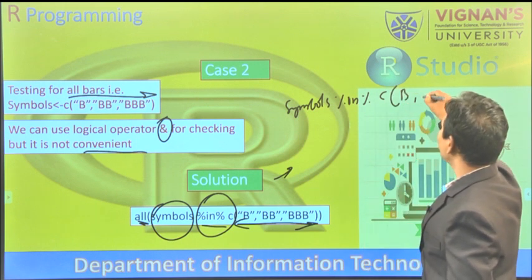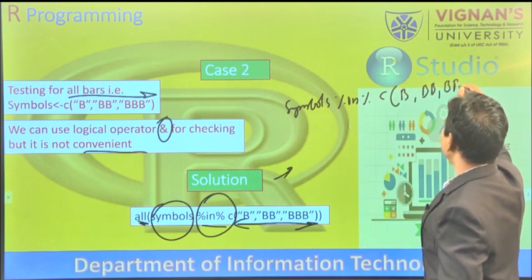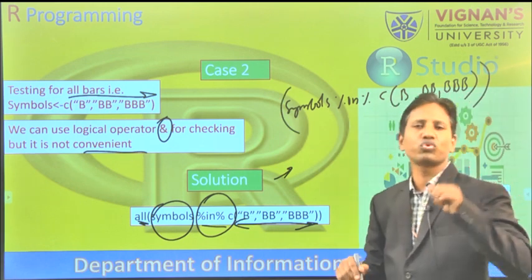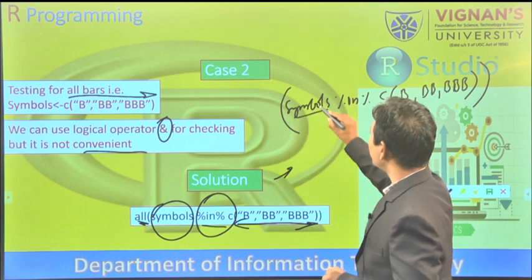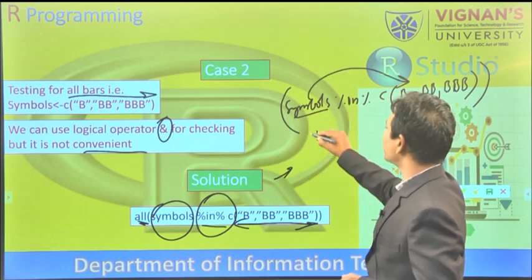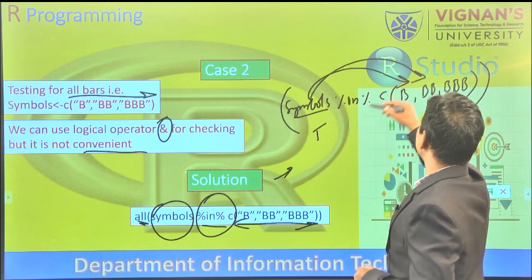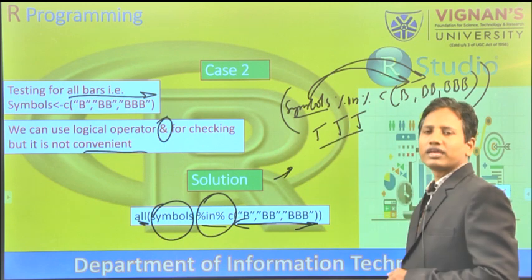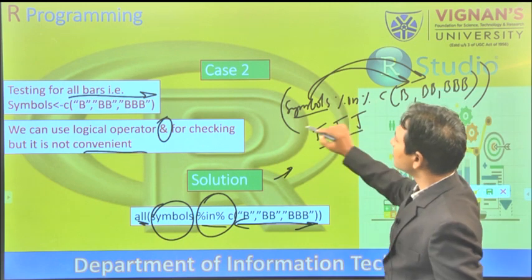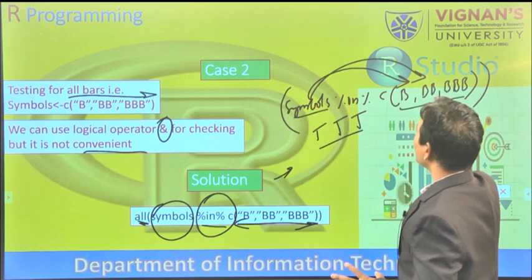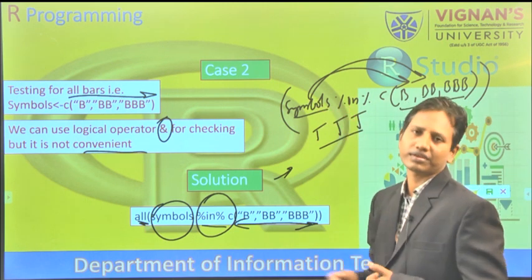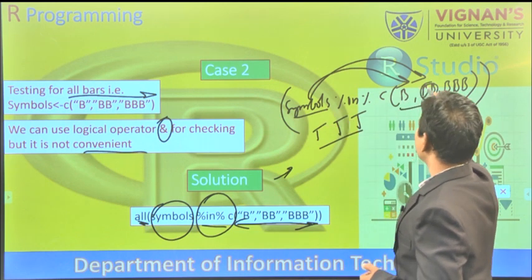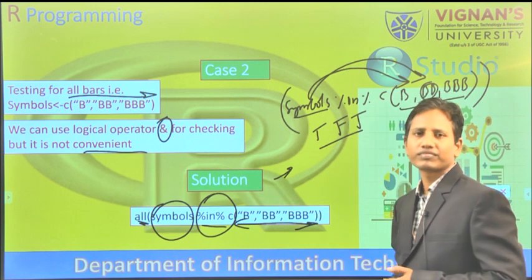Symbols in c("B", "BB", "BBB"). This statement is going to give true if this symbols vector contains the first B, then this one and this one. If the symbols vector contains all these 3, then only it's going to give true for everything. If suppose the symbols does not contain this double B, then it's going to give false.